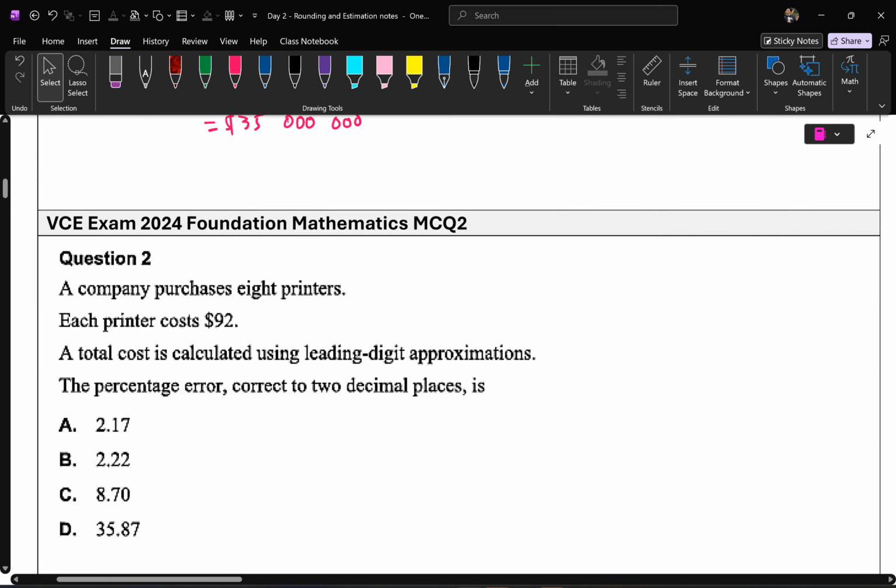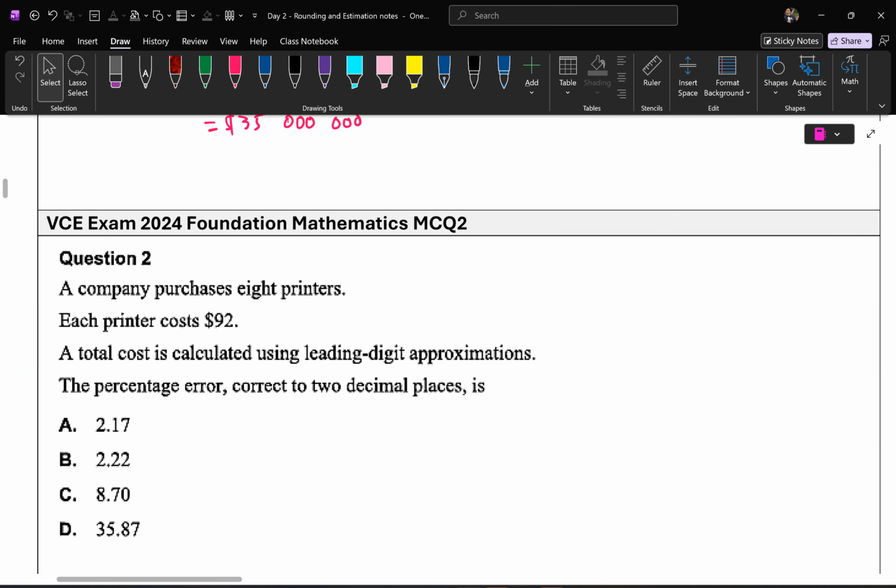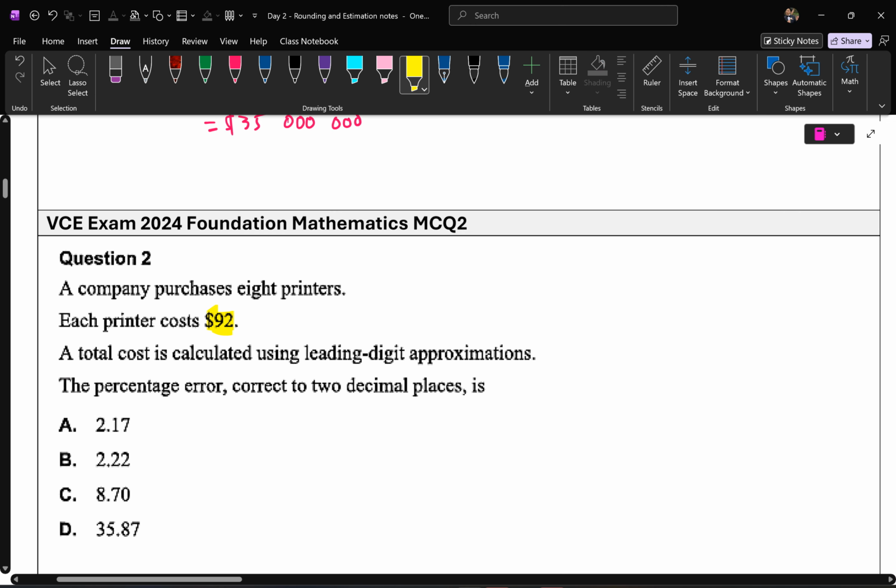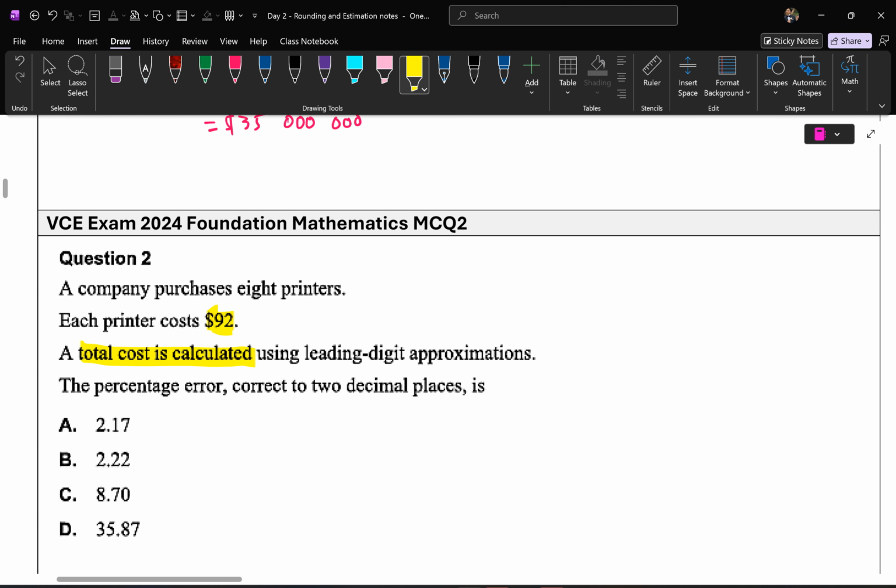This is what the year 12 is doing, which is if your goal is to get the ATAR, you're training for that. So let's read this one now. This question, a company purchased 8 printers. So in this scenario, I'm buying printers. Each printer costs $92. Okay, so I know each printer is 92. A total cost is calculated using leading digit approximation. So what they're trying to say is, approximate this.